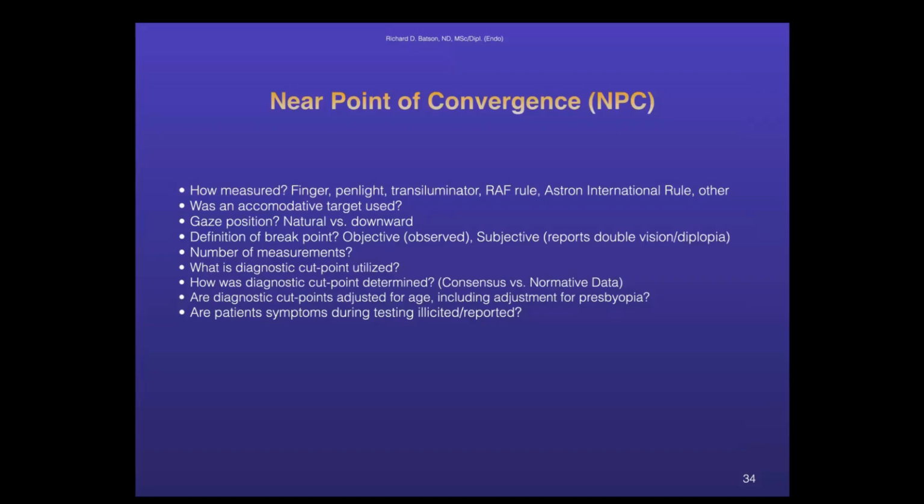We want to look at the diagnostic cut point that was utilized. How was it determined? Was it consensus? Was it normative data? And then if they're using an accommodative target, then we have to consider presbyopia. So age-related loss of visual acuity due to primarily the lens hardening, with some changes in the cornea too. But yeah, are they adjusting for presbyopia? Are they considering that if they're using an accommodative target? And then are there any testing elicited symptoms that are reported? So that's pretty much your checklist for near point of convergence.